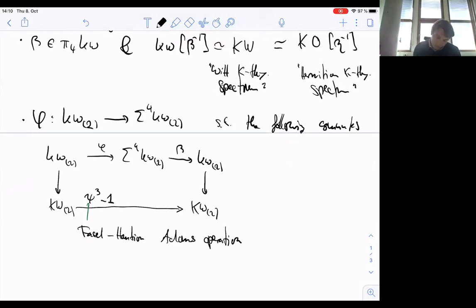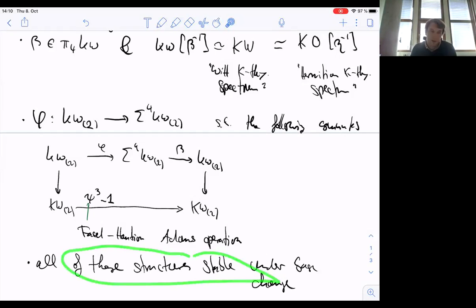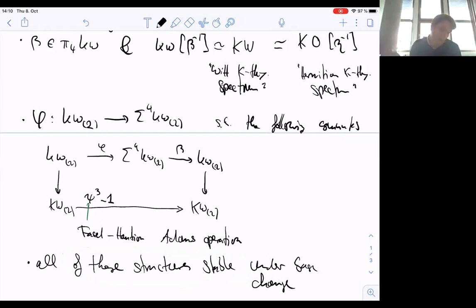Also, as another point, all of these structures are stable under base change. The Adams operation and capital KW are stable under base change, and our allowed category of schemes has a final object, which is the spectrum of Z[1/2]. This base change stability is really just saying that everything is defined over Z[1/2], and then you just pull back to wherever.